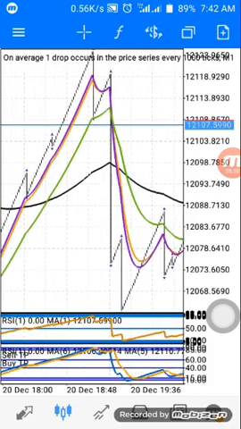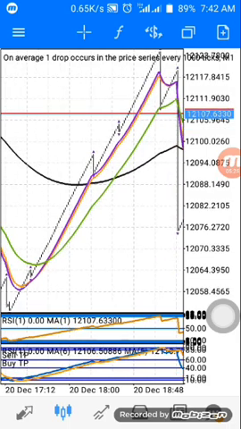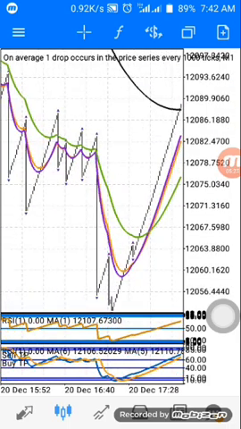Remember, before you take a long stake in the market, you have to know the market trend. Remember, the trend is your friend.